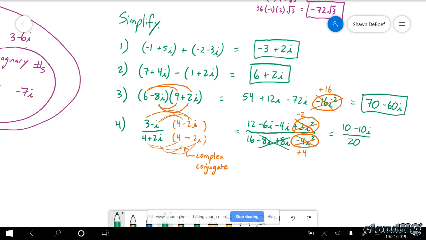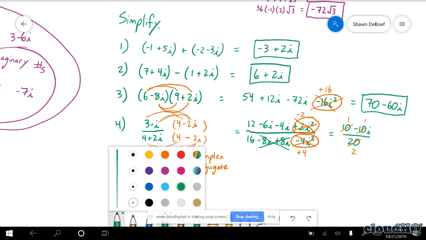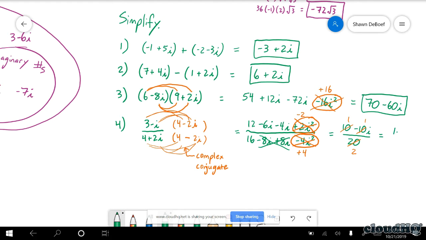Sometimes our fraction can simplify, and in this case it can. So I do need to do that last step. The only way it can simplify is if every one of the terms can be divided by the same factor. In this case, I can divide everything by 10. 10 divided by 10 is 1, 10 divided by 10 is 1, 20 divided by 10 is 2. So that leaves me with 1 minus 1i.